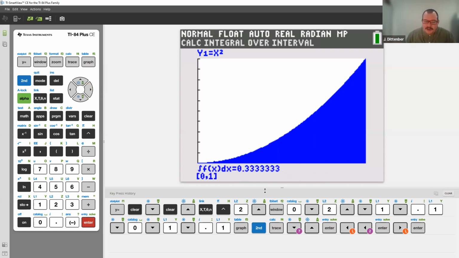And there it is, 0.333333. Of course, the 3's don't end here. This is just where the calculator's memory ends.